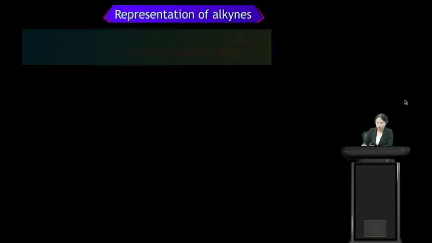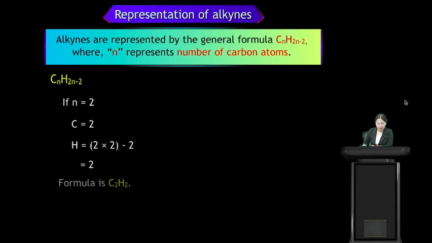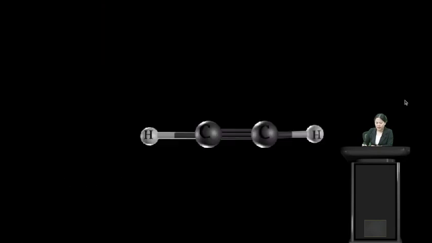Representation of alkynes. How do we represent alkynes? Alkynes are represented by the general formula CnH2n-2, where n represents the number of carbon atoms. So let us see. If n is equal to 2, C will be equal to 2, H will be equal to 2 into 2 minus 2, because 2n minus 2, then we get 2. So the alkyne formula, if n is equal to 2, will be C2H2. So we get this structure. This structure is known by the name ethyne.